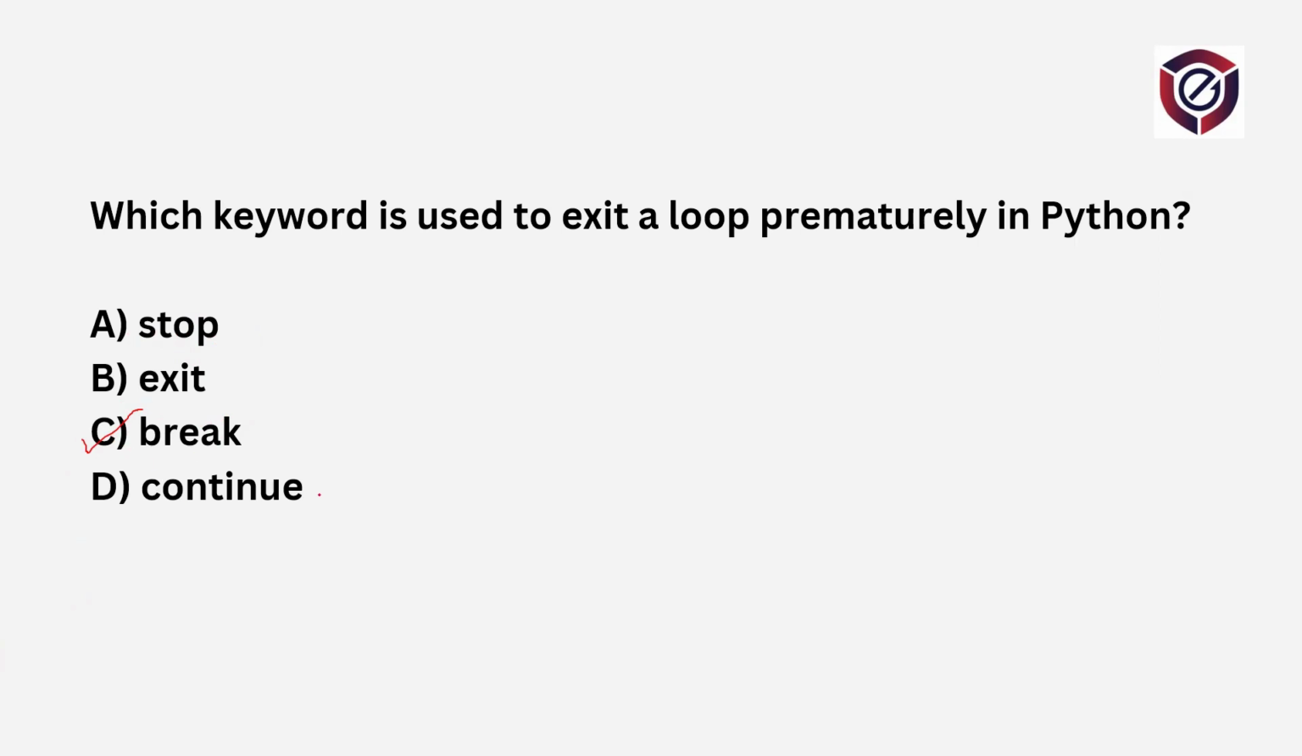The continue keyword is there, but it will be used whenever we want to skip the current iteration of a loop. Like the for loop is executing for i equal to 3. I want to skip i equal to 3 now, and I want to go for i equal to 4. How can I do it? Continue. But if I want to stop the loop permanently, then I will be using the break statement. That is the question which has been asked over here.